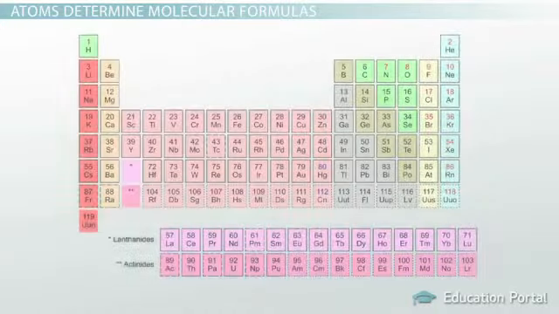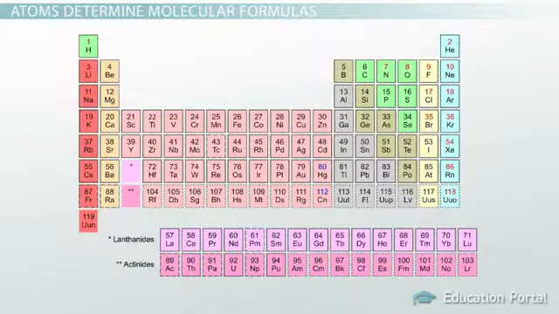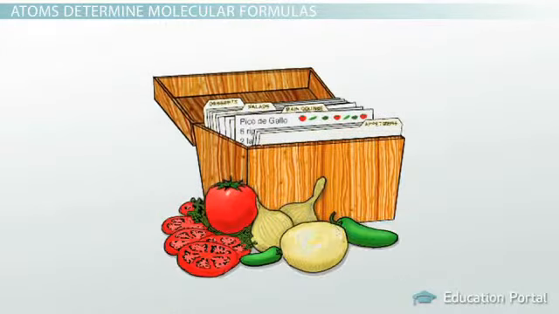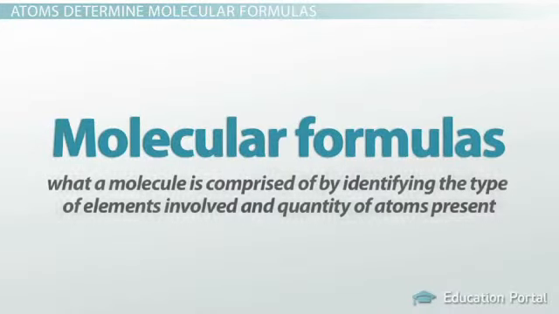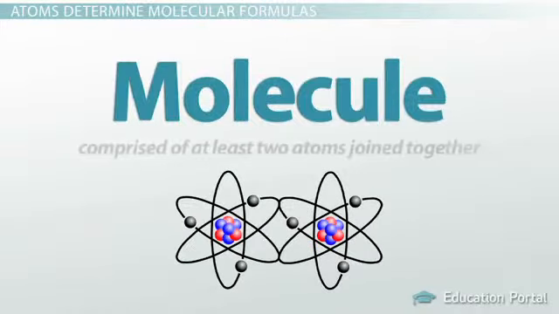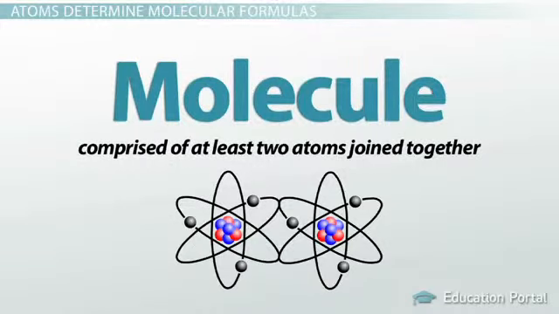Elements are just like the ingredients used in cooking, and the type and quantity is crucial to getting your desired result. Molecular formulas are like a step-by-step recipe that tells information about what is involved in making a certain molecule. Molecular formulas express what a molecule is comprised of by identifying the type of elements involved and quantity of atoms present. Remember, a molecule is comprised of at least two atoms joined together.